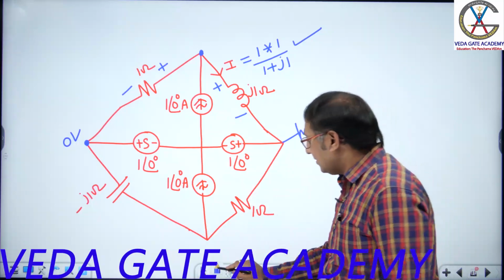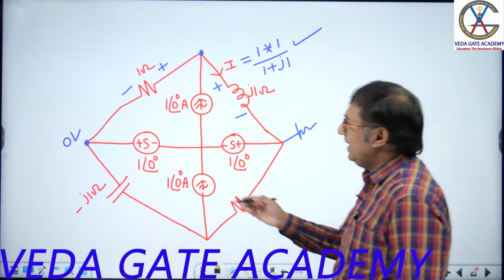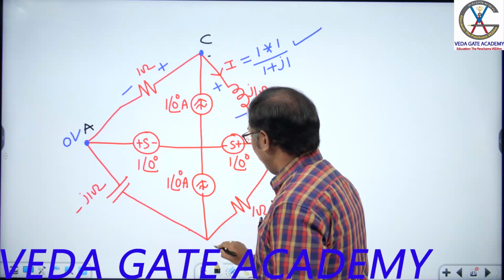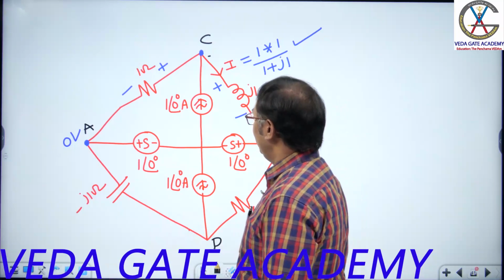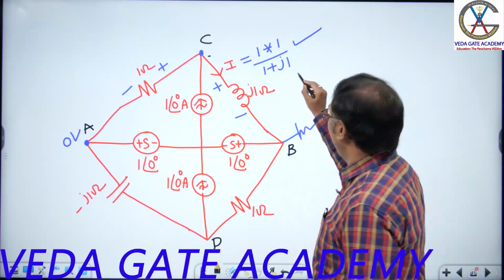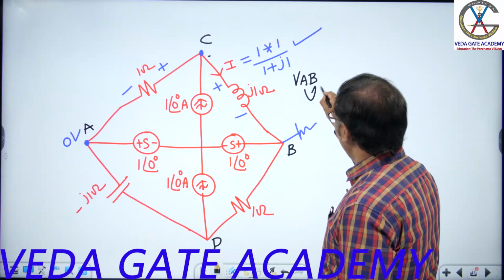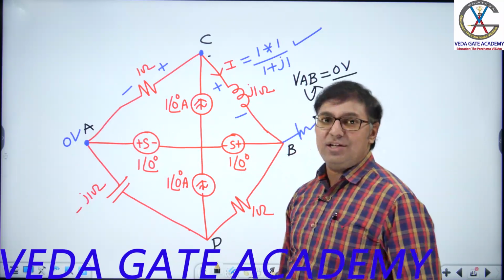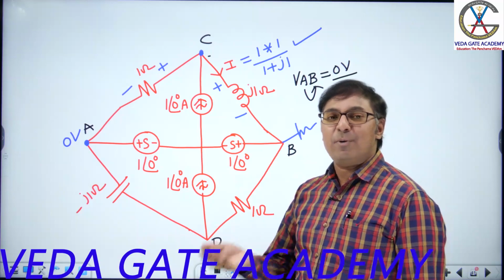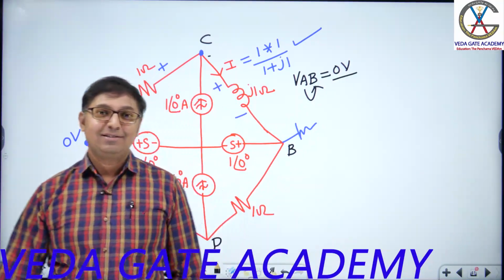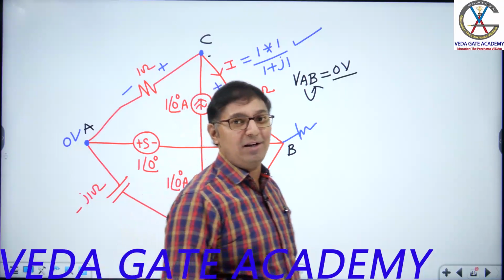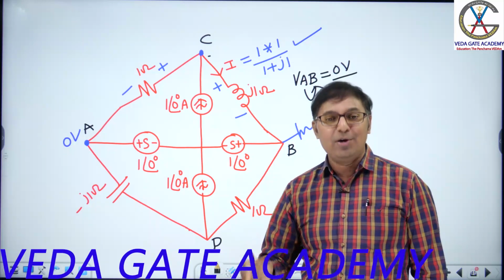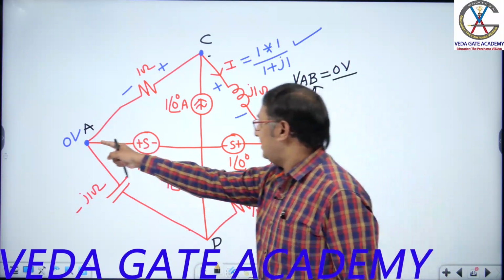Or you can also think like this. How do we get this idea in the exam? Call this A, this B, this C, this D. What is VAB? Start at A, go to B: 0 volts. The potential difference between these two is 0. When will the potential difference be 0? When the potentials are equal. I equals (VA minus VB) by R. This I is 0 only when VA equals VB. So here this is A, this is B.